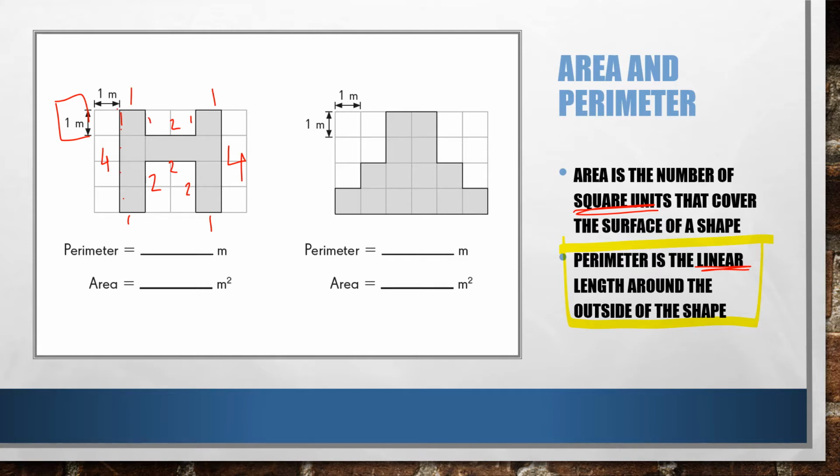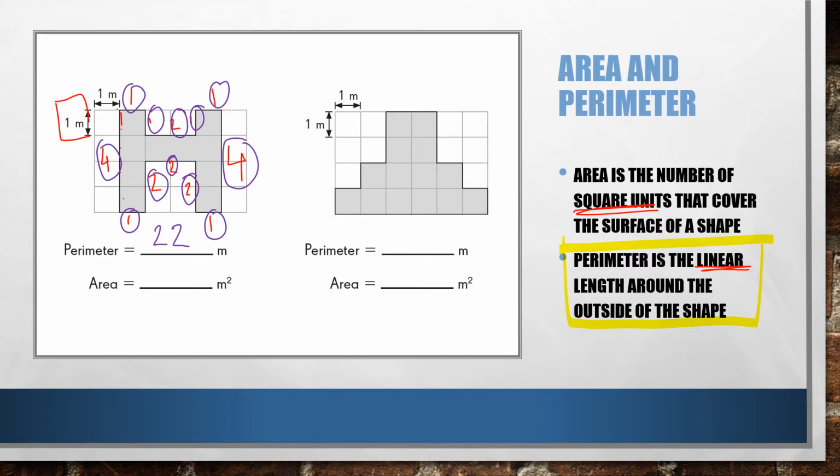All right, as I go through to add all these up, maybe I have my 1 plus 4, 5 plus another 1 is 6, 7, 8, 9, 10, 11, 12, 13 plus 4 is 17, 18, 19, 20, 21, 22. So altogether, the length around is 22 meters.